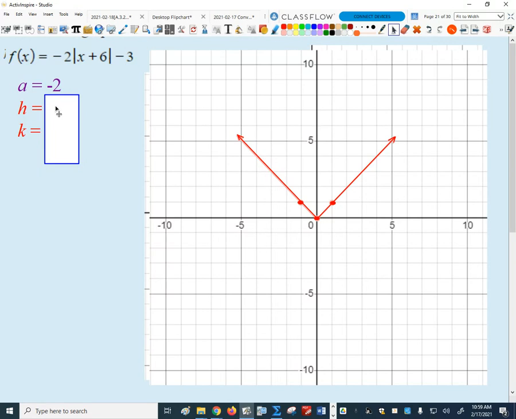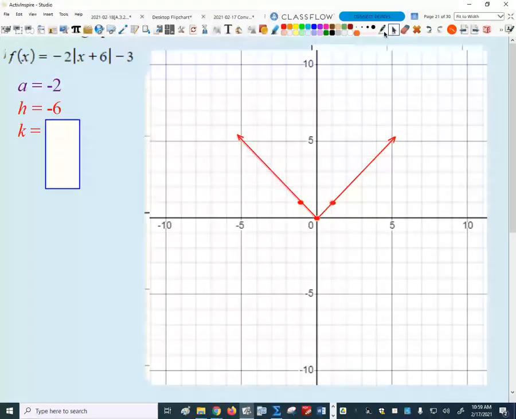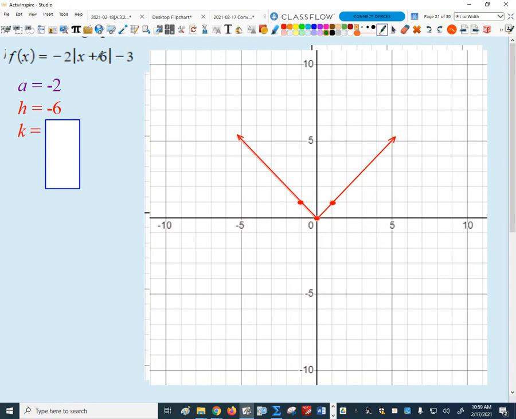Okay, yeah, this is the tricky one. It's -6, isn't it? Right? And how come it's negative? Well, because it's always going to be the opposite of whatever that sign is, right? H is the number that is being subtracted from X. Well, isn't X minus -6 equal to X plus 6?